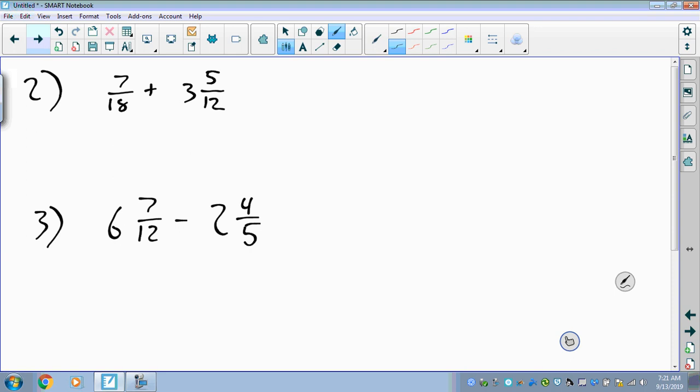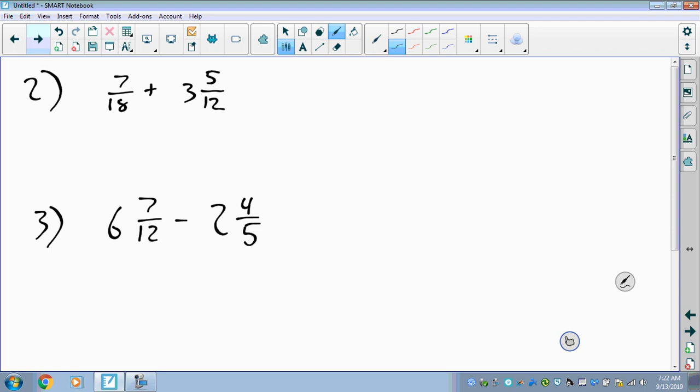Number 2, 3, and 4, they wanted you to add, subtract, multiply, and divide some fractions, okay? So just remember that multiplying and dividing is actually usually easier than adding and subtracting. I know that sounds counterintuitive, but you learn how to add and subtract first. Remember, when you add and subtract, you have to get a common denominator, preferably the least common denominator.